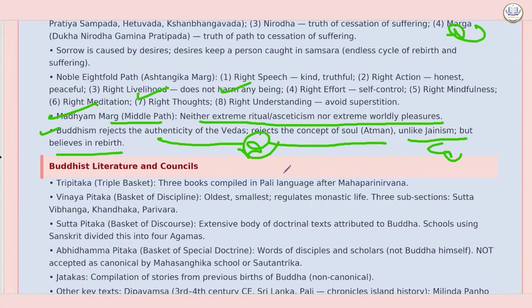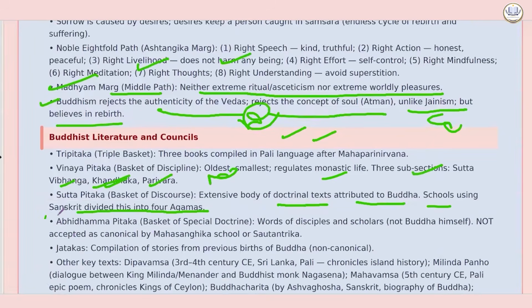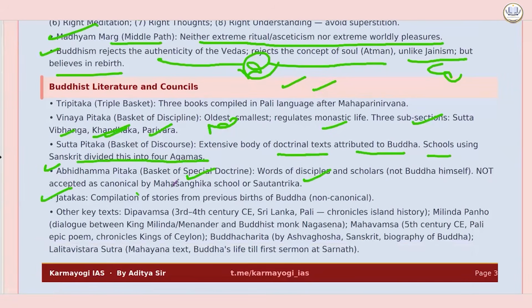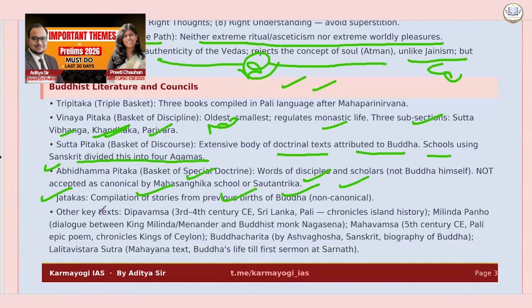The Vinaya Pitaka, which is the basket of discipline, oldest, smallest, regulates monastic life. 3 subsections: Sutta Vibhanga, Khandaka, and Parivara. We have Sutta Pitaka, which is the basket of discourse, an extensive body of doctrinal texts attributed to Buddha, in the school using Sanskrit, divided into 4 agamas. Then we have Abhidhamma Pitaka, the basket of special doctrines, words of disciples and scholars, not Buddha himself, not accepted as canonical by Mahasangika or Sautrantika school. Then the Jataka tales, a compilation of stories from previous births of Buddha, a non-canonical text.